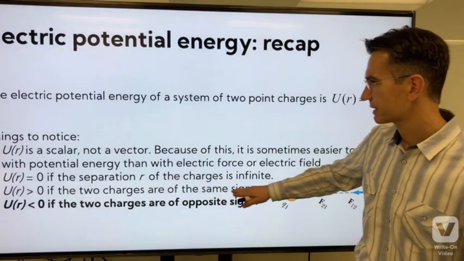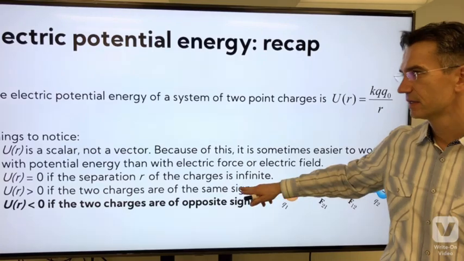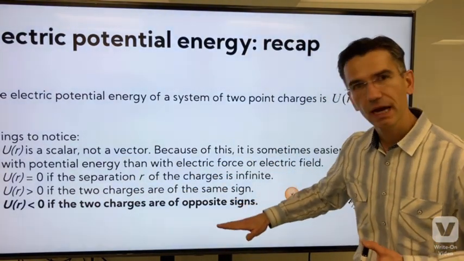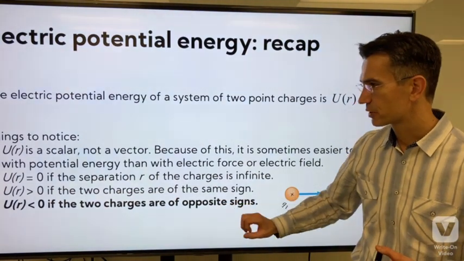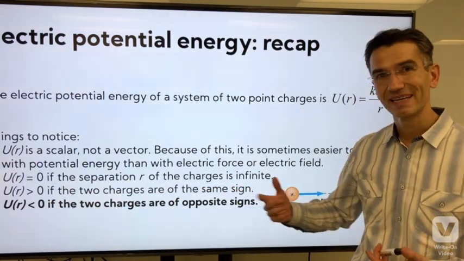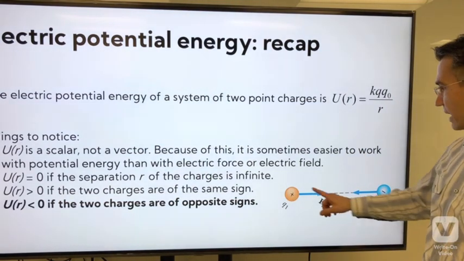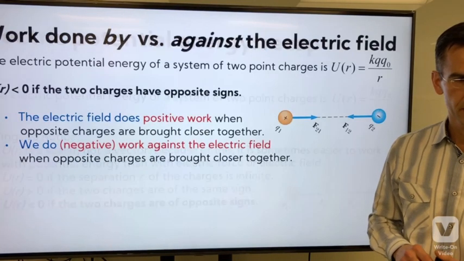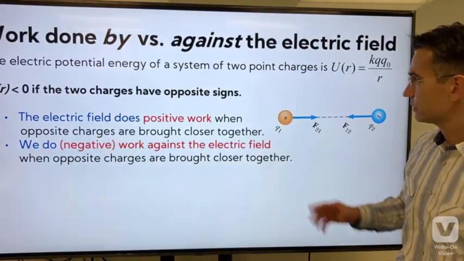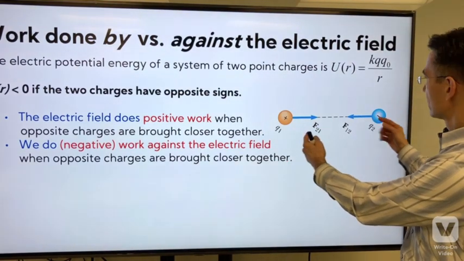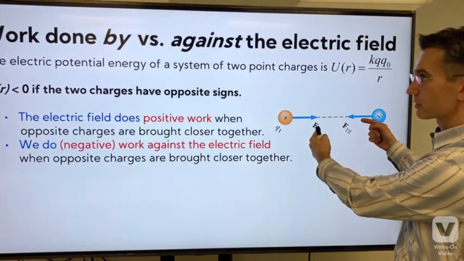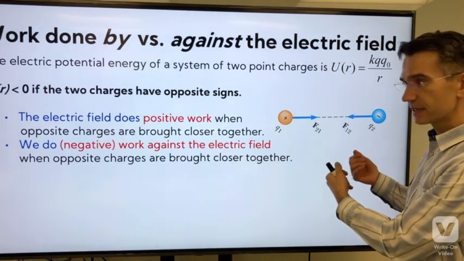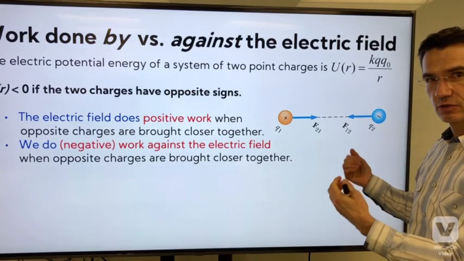So far we looked at the situation where we had two charges of the same sign, so a system with a positive electric potential energy. Just a quick recap now of what happens if we have the opposite situation, two charges with opposite signs, so a system with a negative electric potential energy. So we have a plus and a minus charge here. When these two charges are being brought closer together, which is what the electric force wants to do, then the electric field is doing positive work. And the external force is doing negative work against the electric field when these charges are being brought closer together.